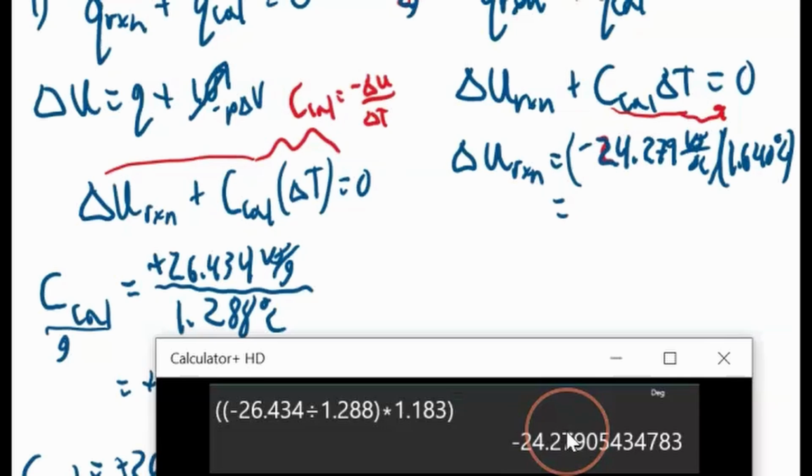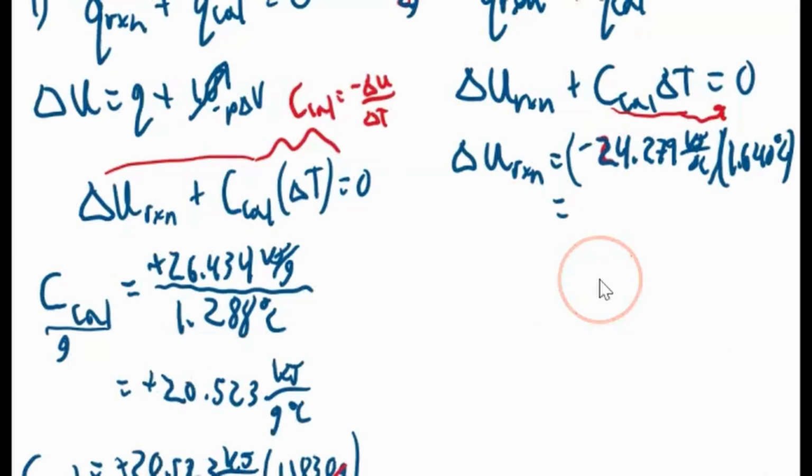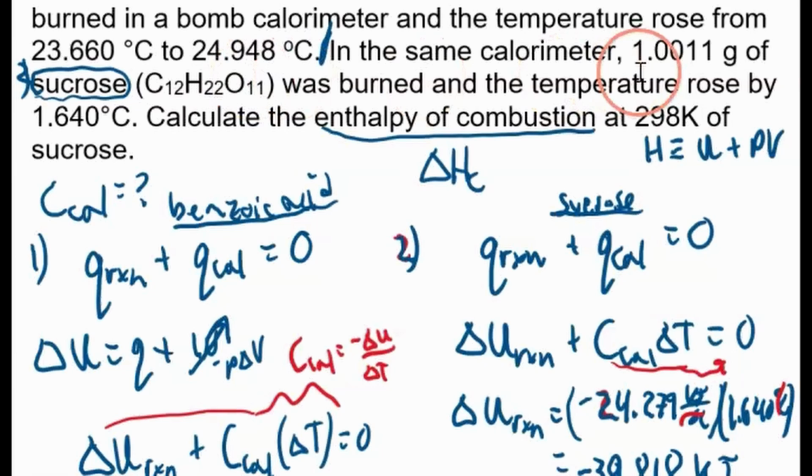So I have this number, so I'm not going to clear my calculator. I'm just going to use that number again. 1.640, don't need the 0. Negative 39.818. Our degrees Celsius cancels out, so we're left with kilojoules. So this is kilojoules for this many grams of sucrose, right?